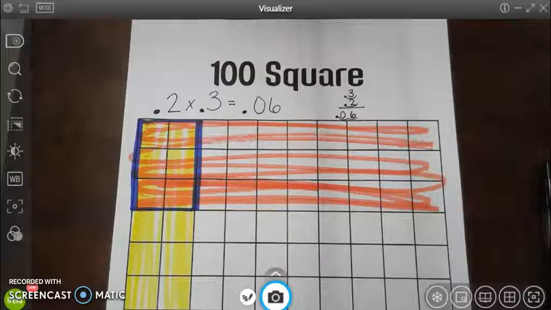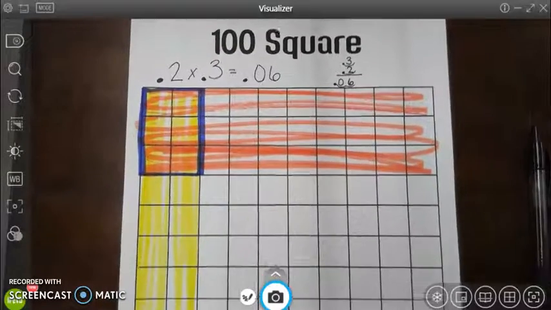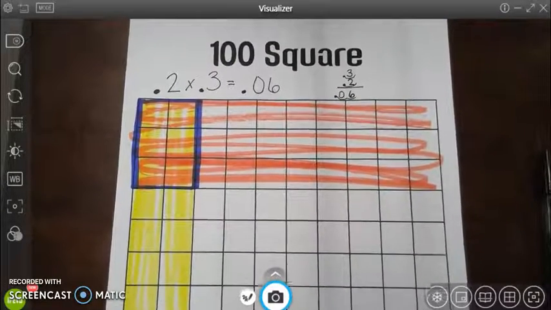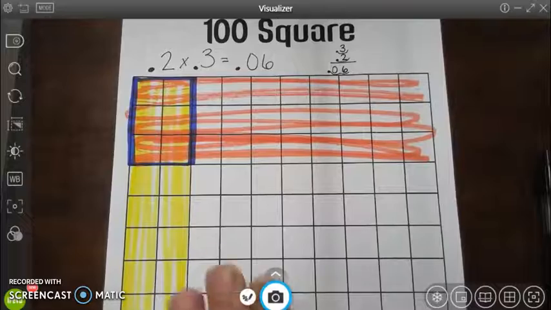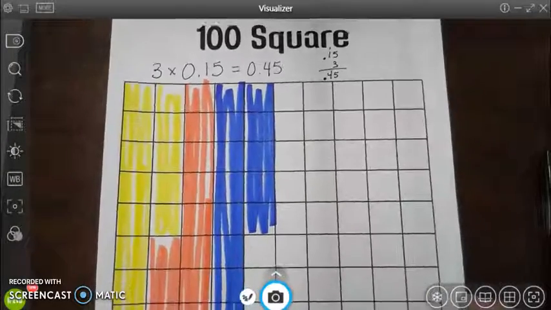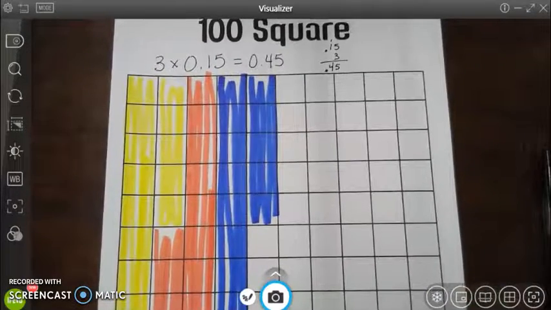Hopefully you found this helpful in understanding why and how we use the hundreds grids to show decimal by decimal multiplication and whole number by decimal multiplication.